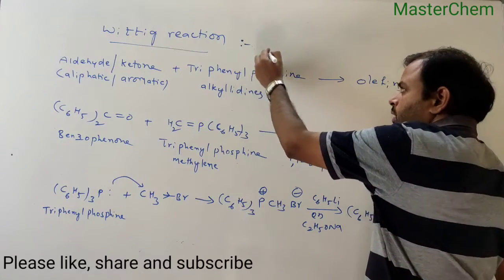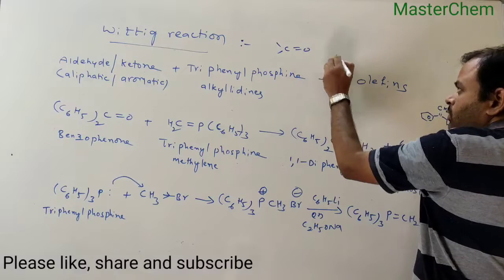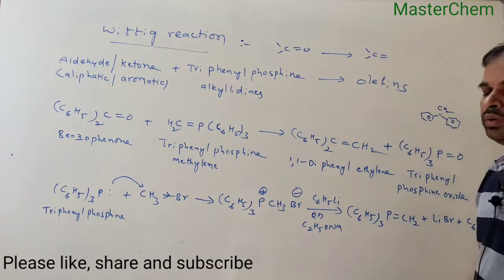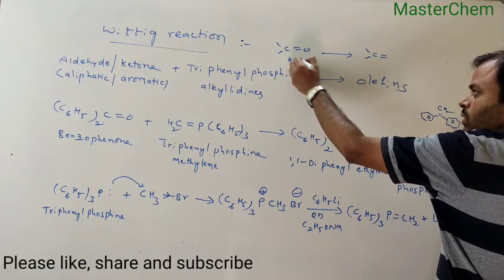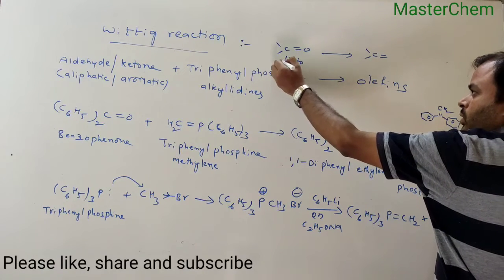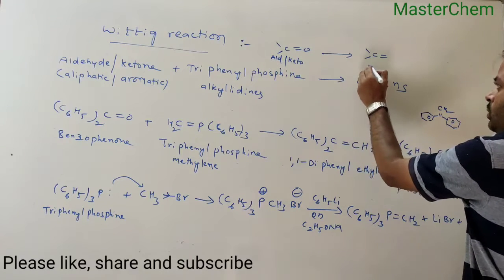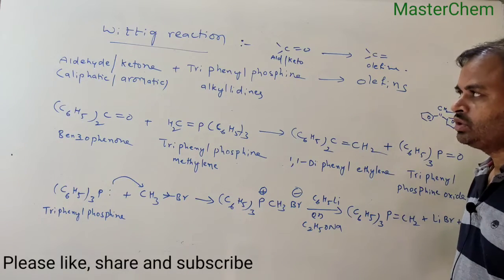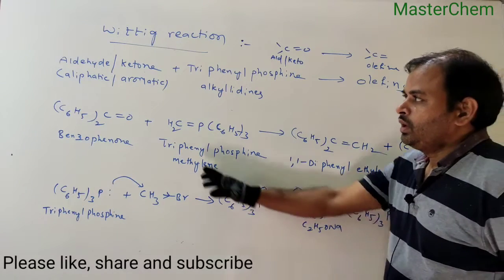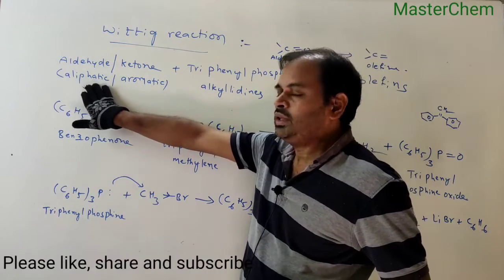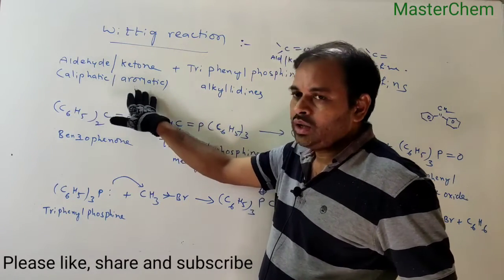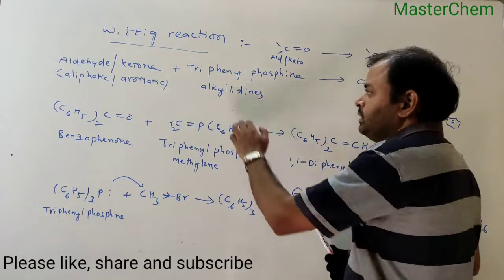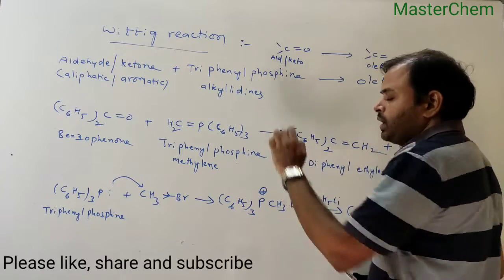Okay, the Wittig reaction is an important reaction for the conversion of a keto group to an olefinic group. So this is a keto or aldehyde group converted to an olefinic linkage. For this conversion, the Wittig reaction is very important. Aldehydes or ketones, whether aliphatic or aromatic, react with triphenyl phosphine alkylidene.